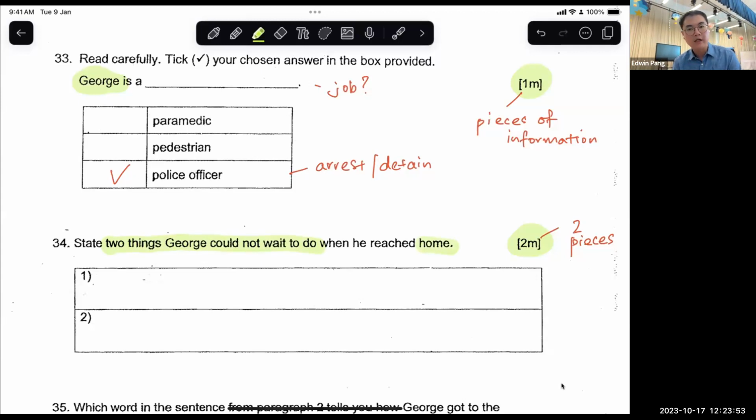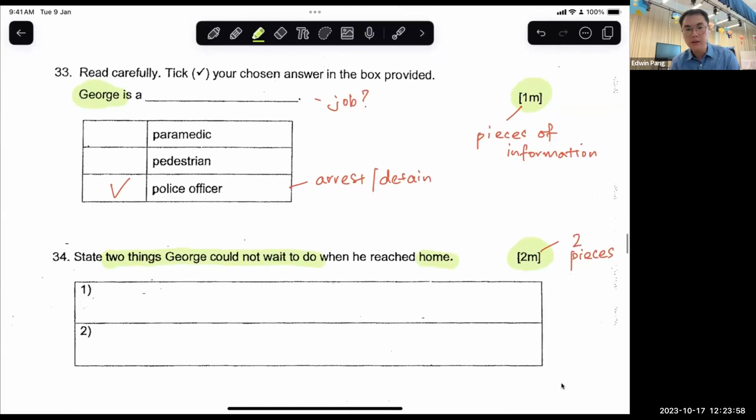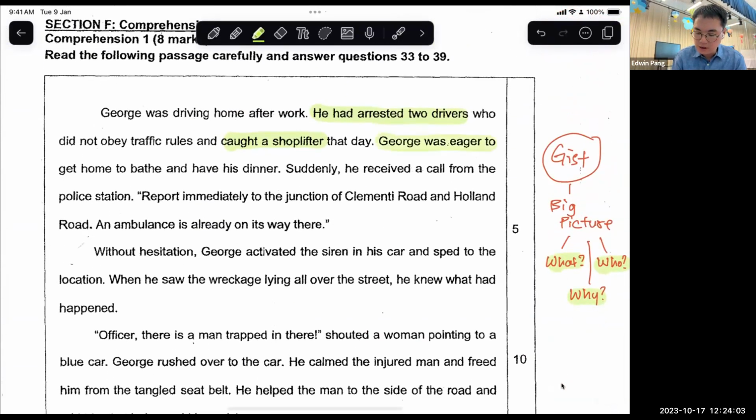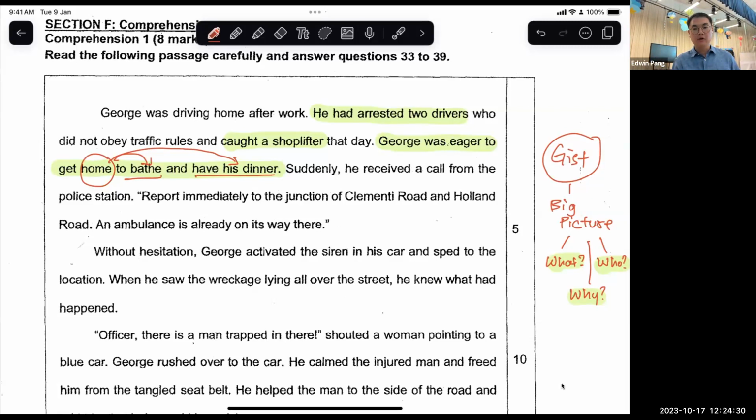Again, I will likely find my answer in either the first or the second paragraph, and I will only look there. George was eager to get home to bathe and to have his dinner. Now, the word home is my keyword, so I want to circle this. Why? Because the question asks what he wants to do when he gets home. So this is 1, this is 2. Everybody following so far? All good?